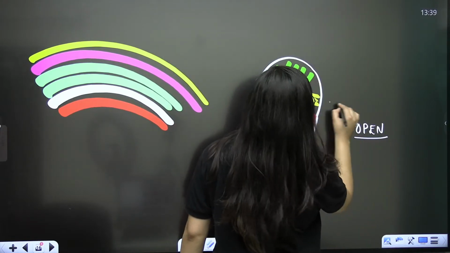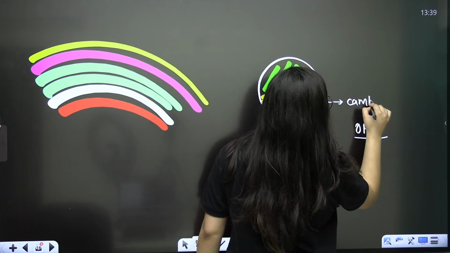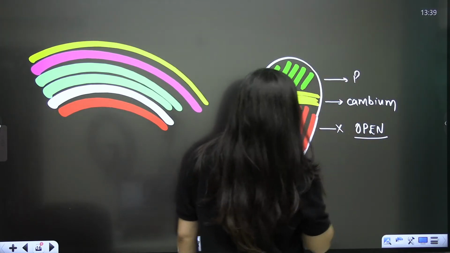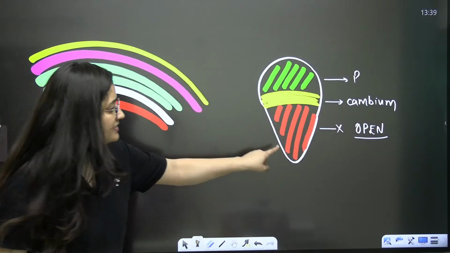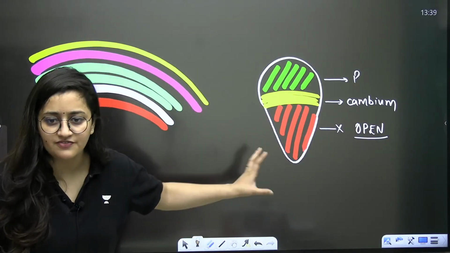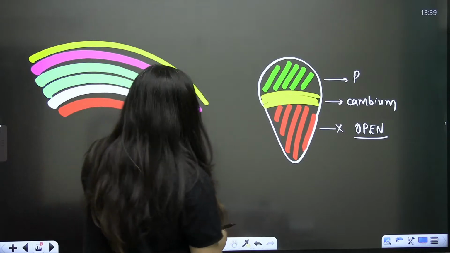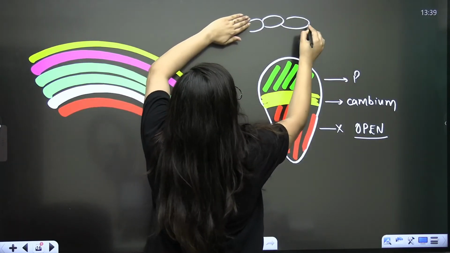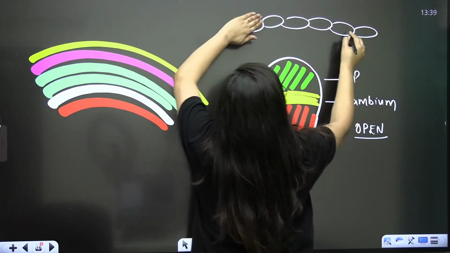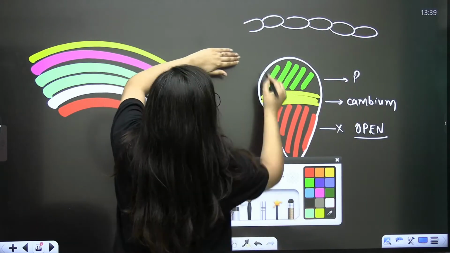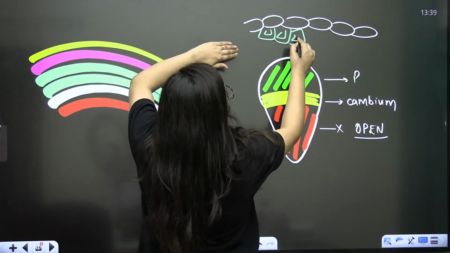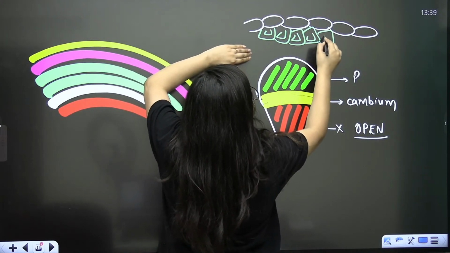Here you can see the cambium, your intrafascicular cambium, the phloem and the xylem. Xylem is endarch because protoxylem is facing the center, it is facing the pith. Now just suppose here you have the endodermal cells. So just below the endodermis, here we have the pericycle.